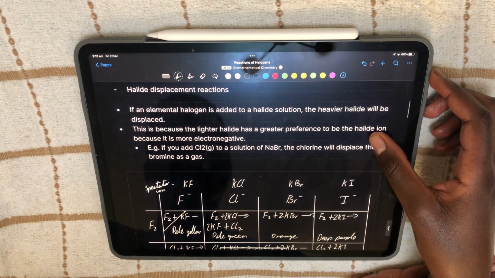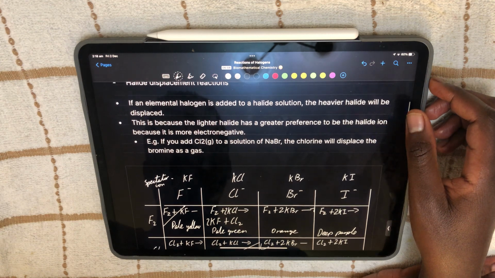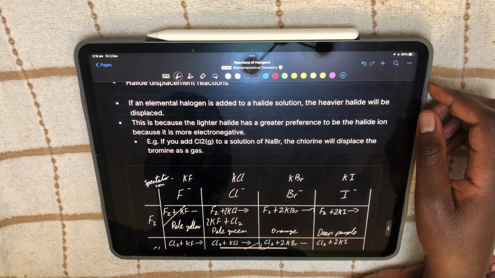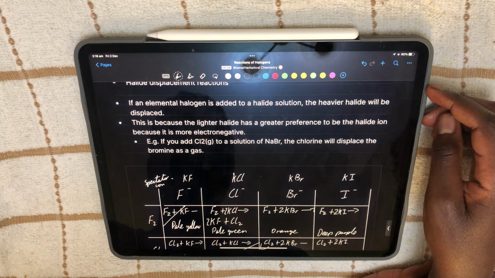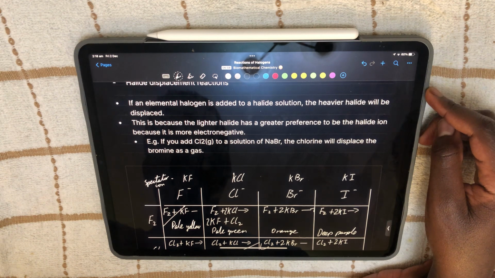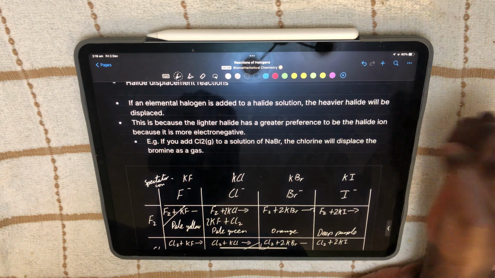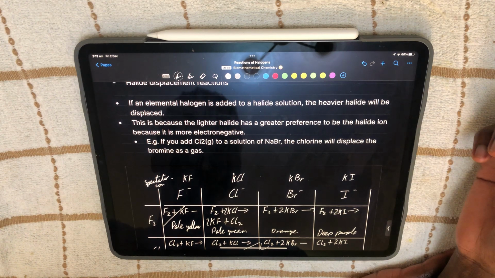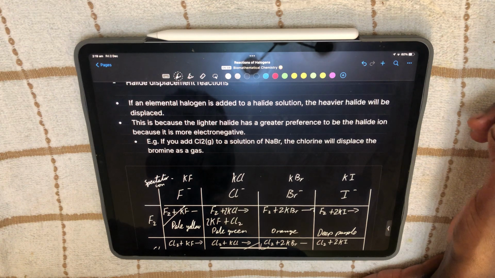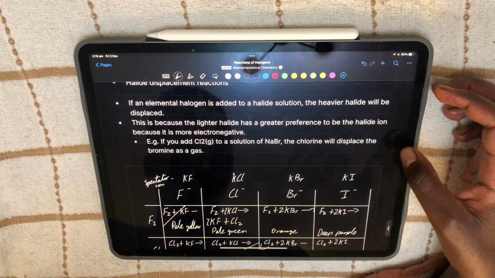Alright, so halide displacement reactions. If a halogen element is added to a halide solution, the heavier halide will be displaced. This is because the lighter halogen has a greater preference for the halide ion because it's more electronegative. So if you added chlorine gas, for example, to a solution of sodium bromide, the chlorine would displace the bromine. I'm going to show you here, right?